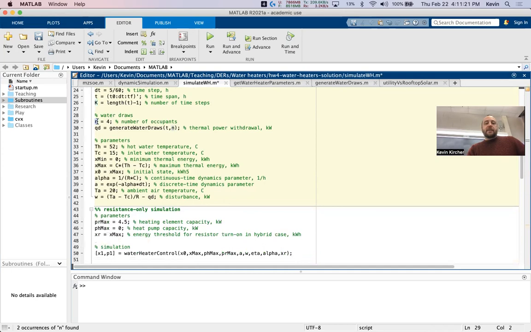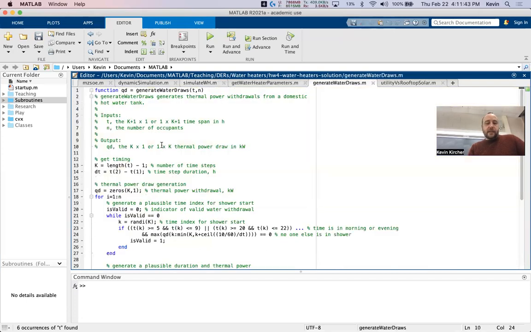Okay. So now down here, I'm defining the number of occupants in a house. And then I have this other function, generate water draws, which randomly generates some plausible water draw behavior for a home with n occupants. I give it the time span, so that it knows basically if it wants to put showers in the morning or in the evening and how to do that.